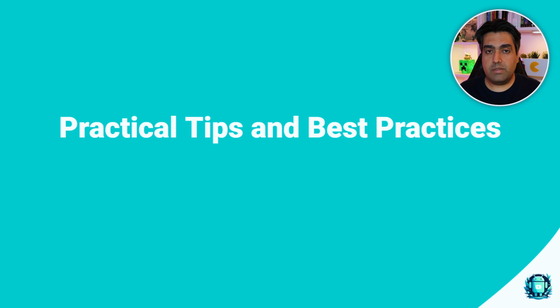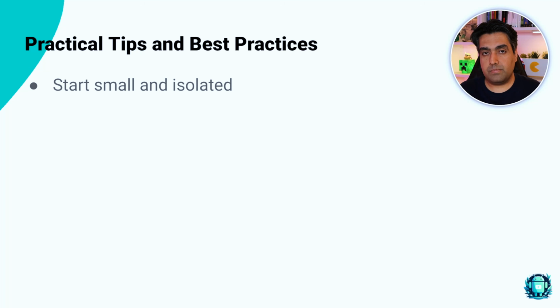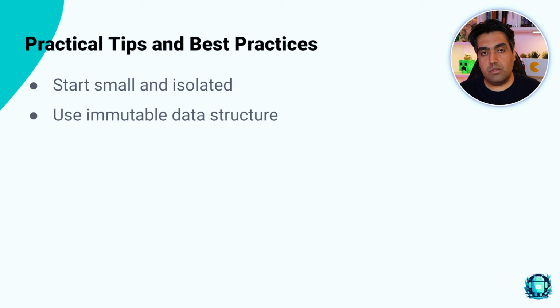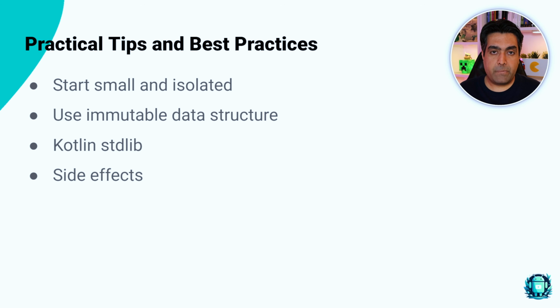There are also some practical tips and best practices when it comes to applying functional programming to your piece of software. Start with small, isolated parts of your project to introduce functional programming. Use immutable data structures wherever possible. Leverage Kotlin standard library functions for working with collections and higher-order functions. And avoid side effects in your functions to make them easier to test and reason about.